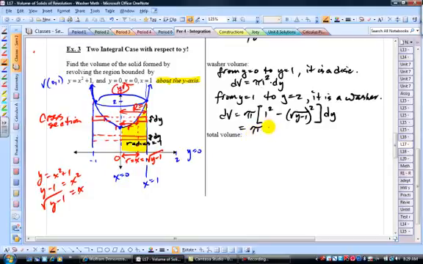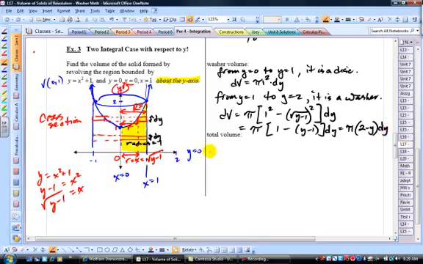What is that going to give me? Well, it's going to give me pi times the quantity 1 minus the quantity y minus 1, dy. Distributing through the minus sign, that's going to be equal to pi times the quantity 2 minus y, dy. That's going to be my washer there from 1 to 2.